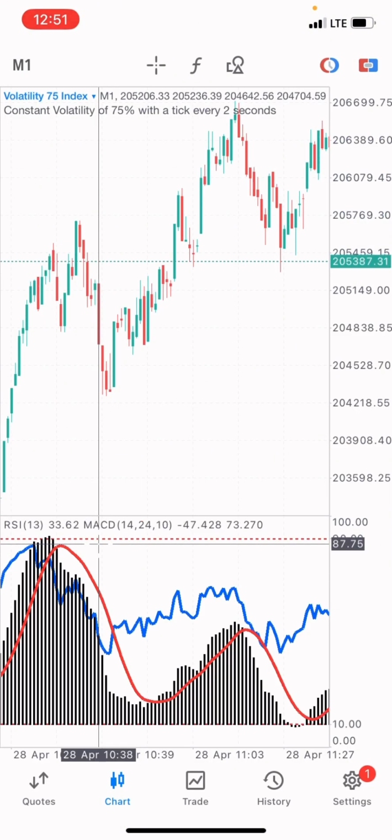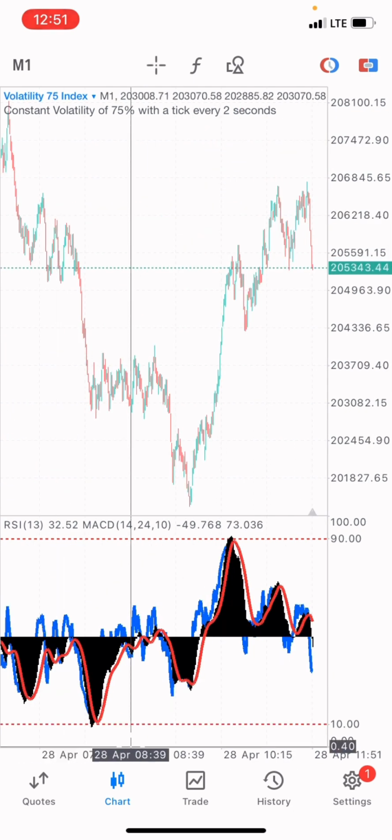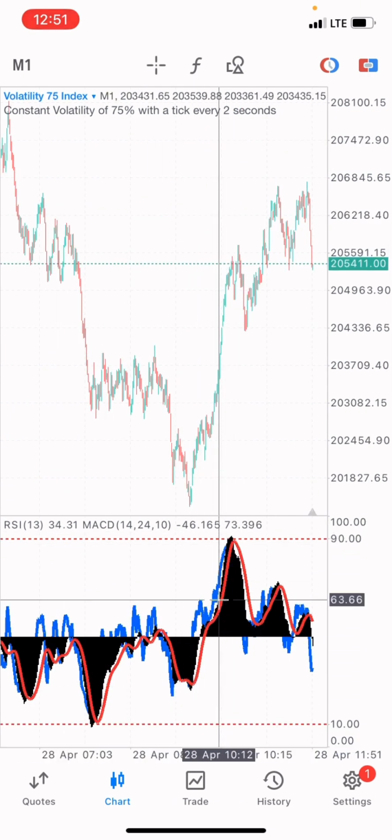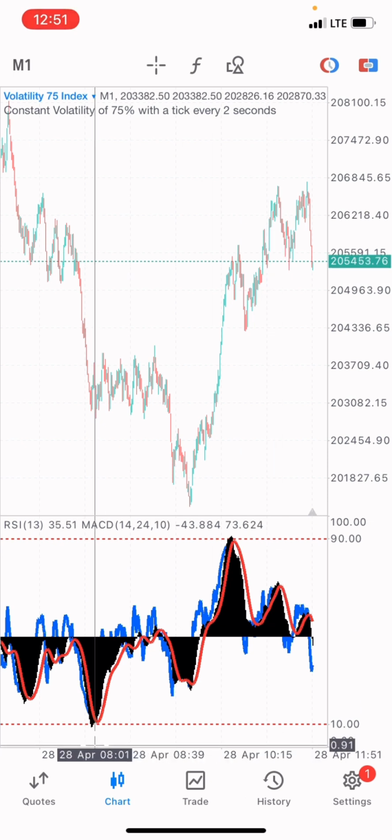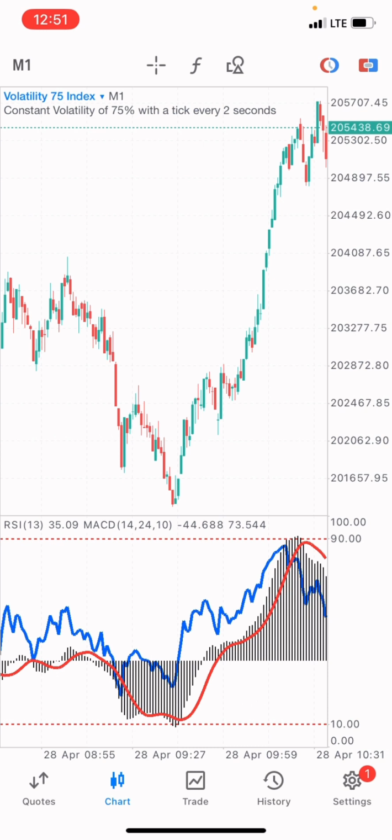All right, now this is the indicator, the MACD, and we are using the RSI together because here is overbought, here is oversold. We are going to be taking our buy and our sell only at the overbought and the oversold. We know that this volatility 75 is not like the boom and crash indices. So this is the way you can trade this market successfully.